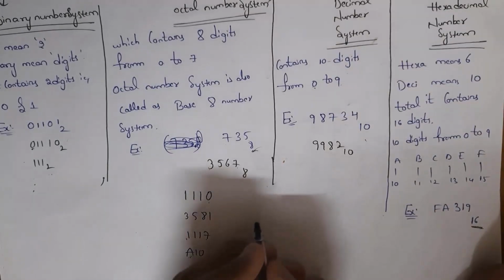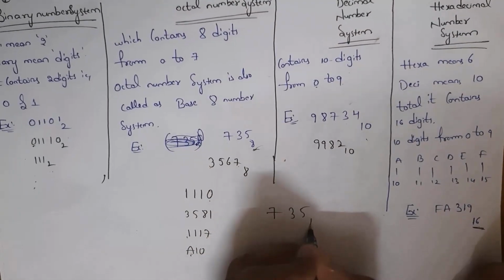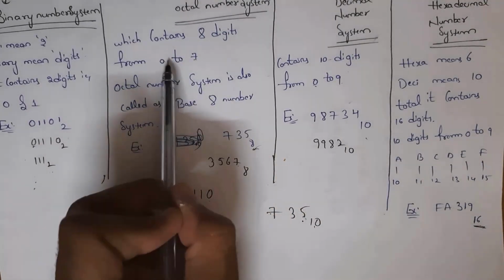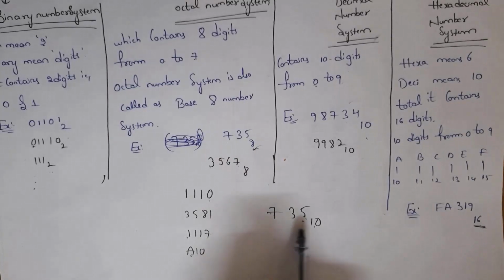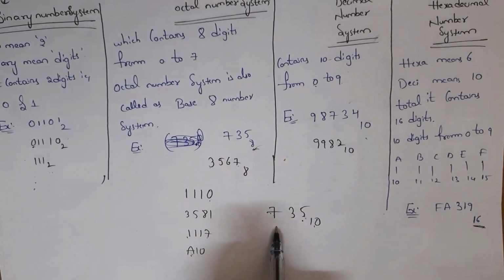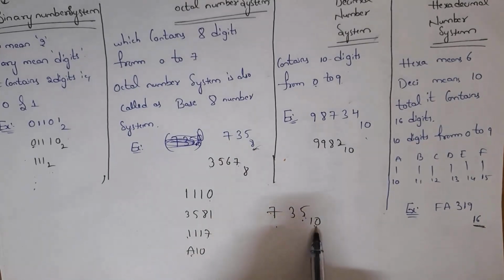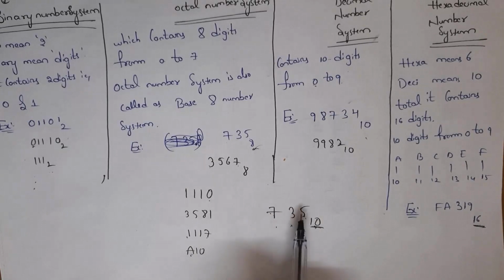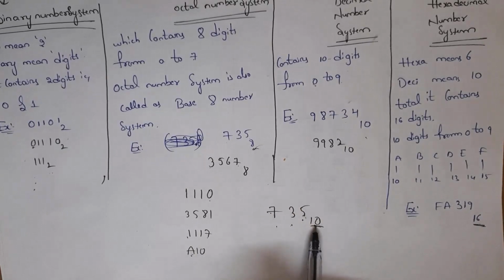For example, if they give 735 base 10, actually 735, these numbers are in between 0 and 7. So actually it is octal number system. But in question if they give like 735 base 10, then you need to consider this as decimal number system because here they given base 10. Though numbers are in between 0 and 7, if they give base 10, then you need to consider it as a base 10 number system.